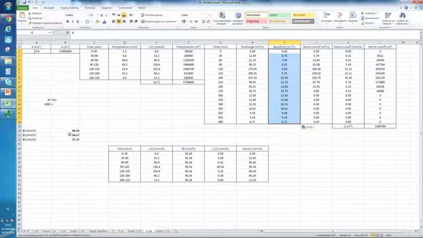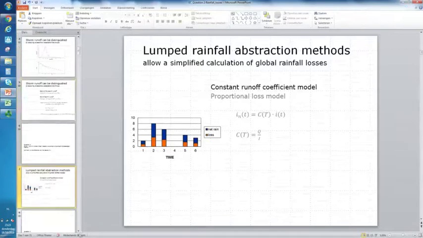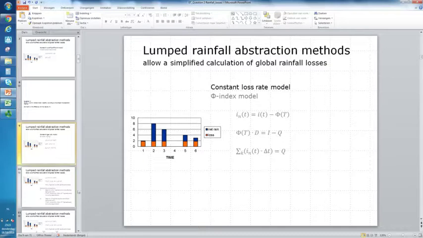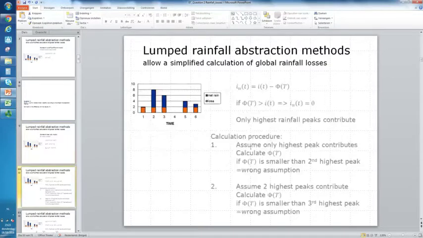Now here we have to take care that we do this in the correct way. Of course, our highest peak of precipitation, let's recall this again, what we needed to do for the constant loss rate model or the phi index model. There we said that we start by assuming that only the highest peak contributes to the storm runoff or to the net rainfall.